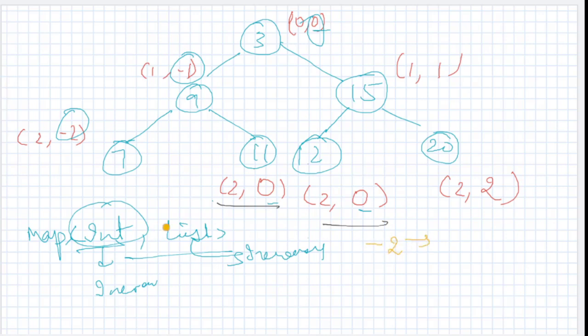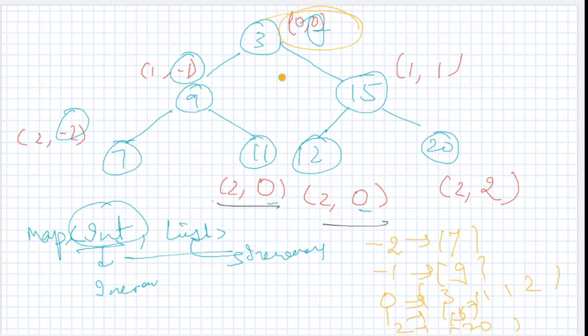So -2 will point to only one value, that's 7, because there's nothing else. Coming to -1, again nothing else, only 9. Coming to 0, we have 3, 11 and 12, sort them. Then for 1 we have 15, for 2 we have 20. So this is how your result will come up.